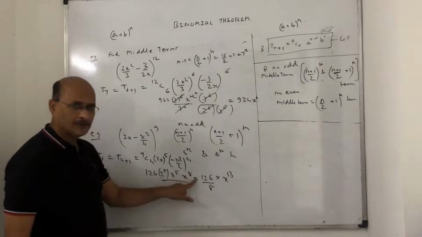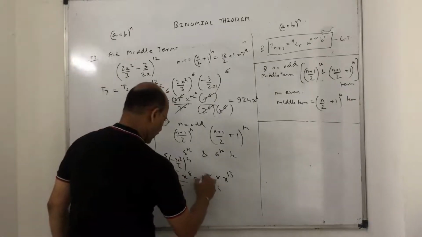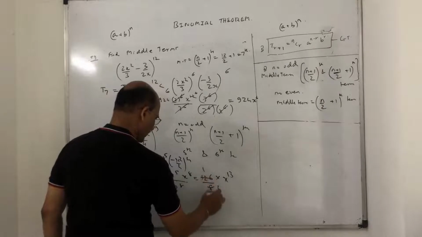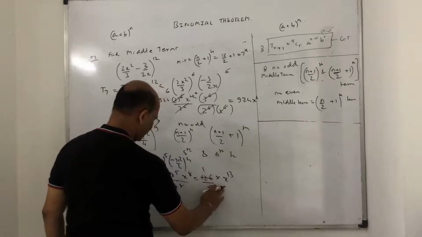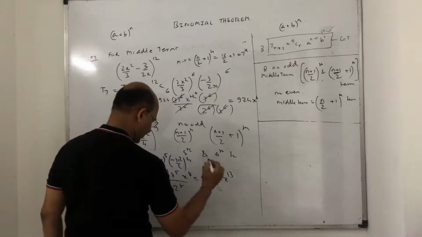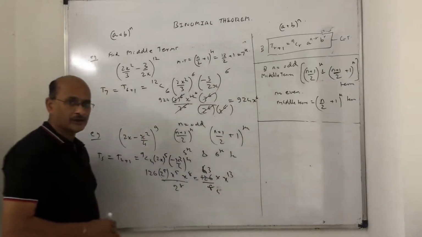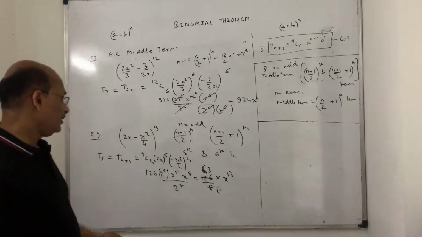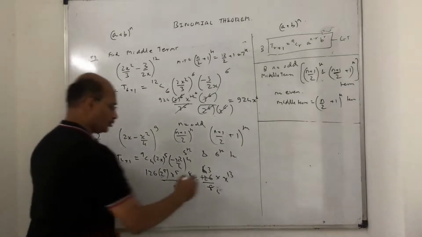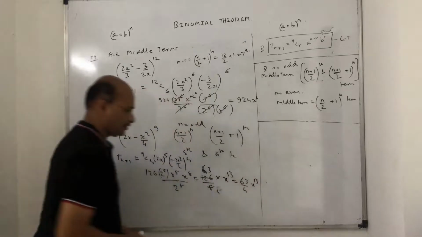In the same way, add the powers. If you want, you can cancel this out. Of course, 2 fours are 8, 8 ones are 8. No, it doesn't get cancelled. You can say 2 fours are 8, 2 sixes are 12, 2 threes are 6, 2 fours are 8. So 63 upon 4 x raised to 30. Please check your answer with mine. I think you should get finally the answer as 63 upon 4 x raised to 30.